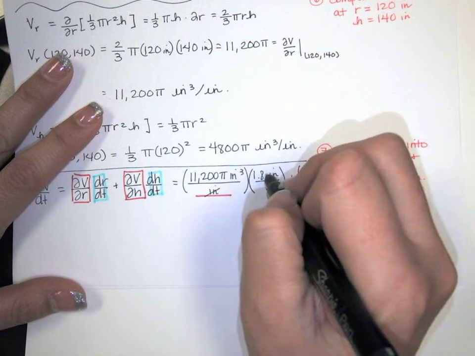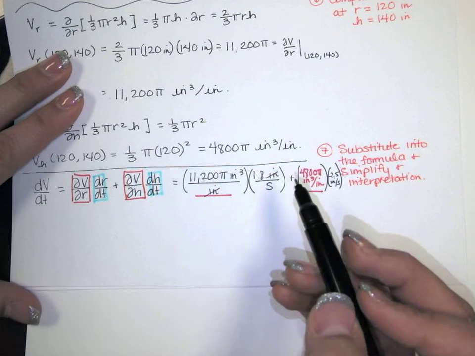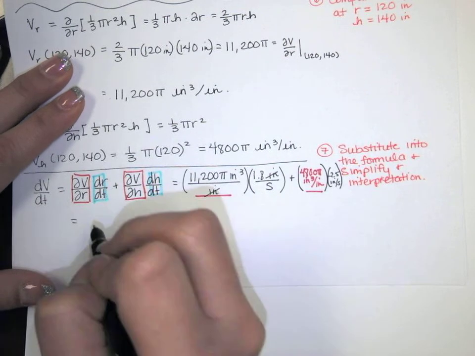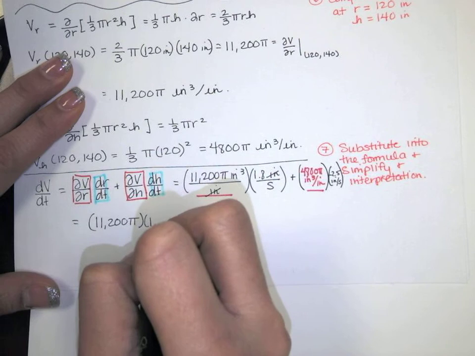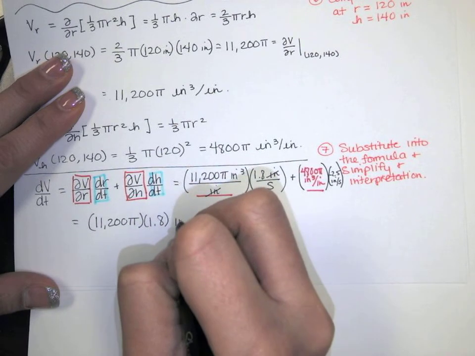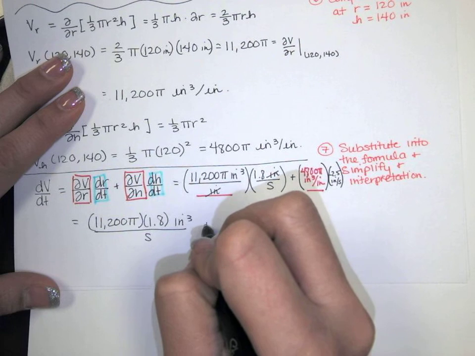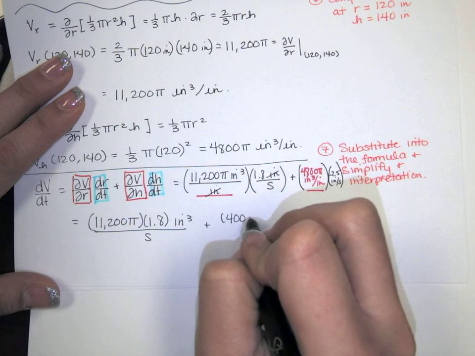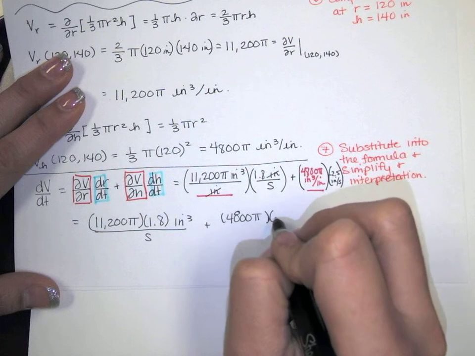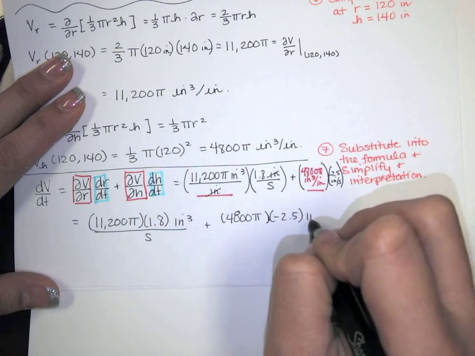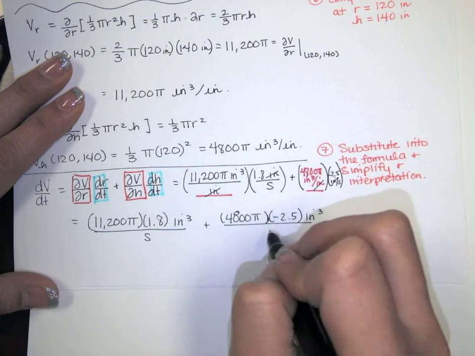Notice that the inches reduce here, and I end up with a change in volume per second due to a change in the radius. So I end up with 11,200 pi times 1.8 inches cubed per second. And then I've got 4,800 pi times negative 2.5, and those inches reduce, also inches cubed per second.